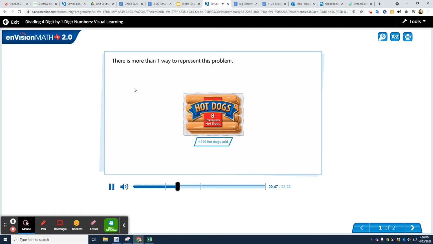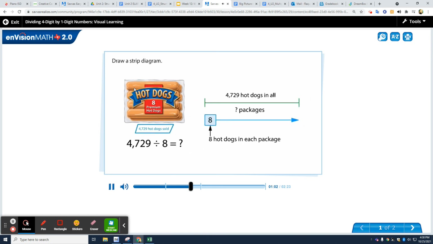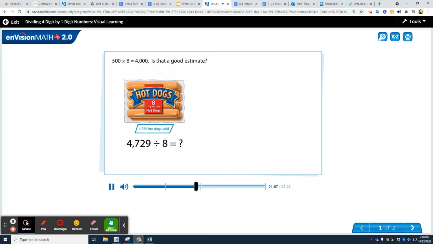There is more than one way to represent this problem. Write an equation. 4,729 divided by 8 equals. Draw a strip diagram. Decide where to start to make an estimate. 500 times 8 equals 4,000. Is that a good estimate? Well, it's a pretty good estimate. Yes, but you know the answer will be more than 500 because 4,000 is less than 4,729.